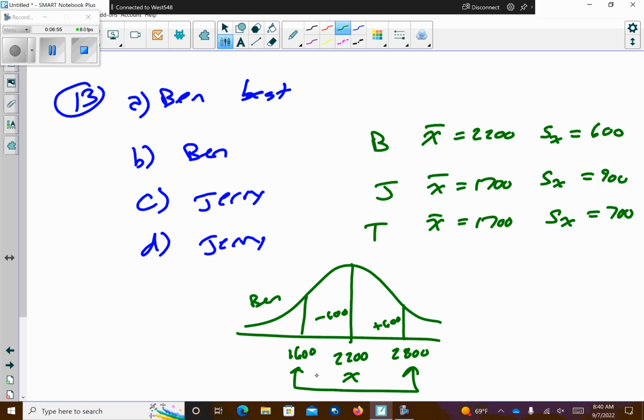And it looks like it spans 1,200 for Ben. Does that make sense how I just said that? Okay? So that's one thing to look at. Then so that's Ben. Let's look at Jerry.